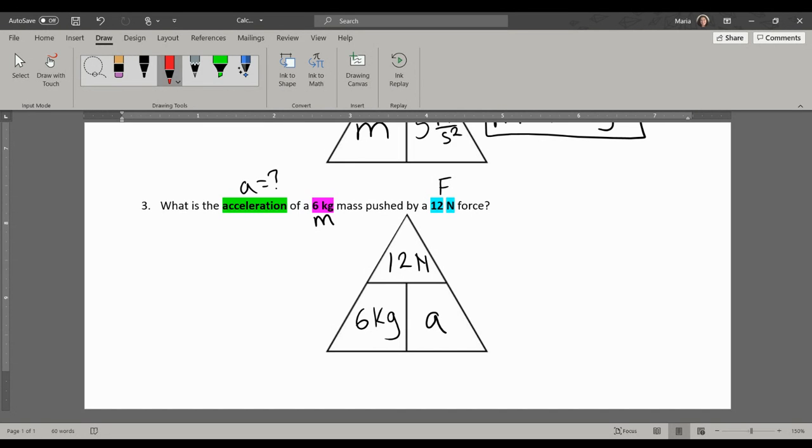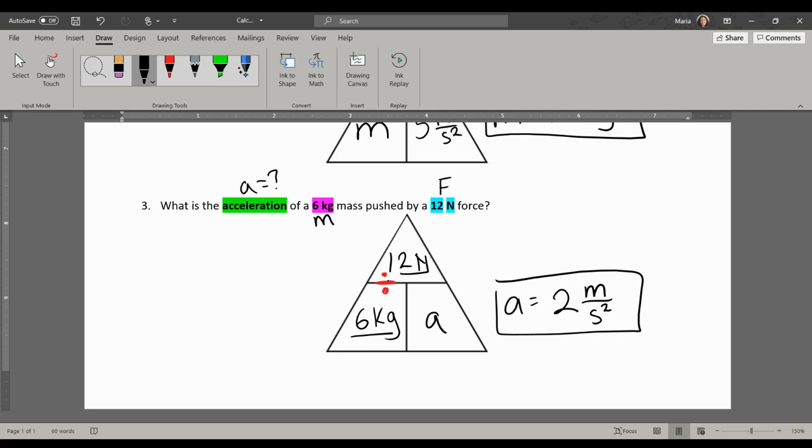Just like in the previous problem, when I have two numbers on top of each other in my triangle, I always divide the two. So when I do that, to solve for acceleration, I take my 12 newtons, divide that by the 6 kilograms, and I get acceleration is equal to 2 meters per second squared. Again, you don't need to remember how those units come to be. Just remember that acceleration is always in meters per second squared.